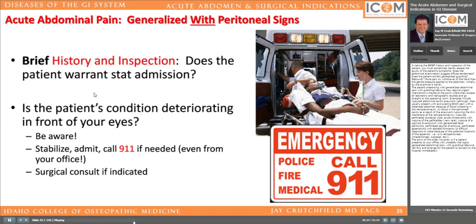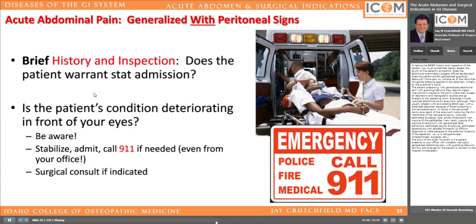point where they bypass all laboratory and radiographic studies and go straight to the operating room. Examples include ruptured abdominal aortic aneurysms, although they usually present with associated and excruciating back pain with a distended abdomen because of blood collecting in the retroperitoneum or blood in the peritoneal cavity as a result of the aneurysm rupturing through the thin membrane of the retroperitoneum.